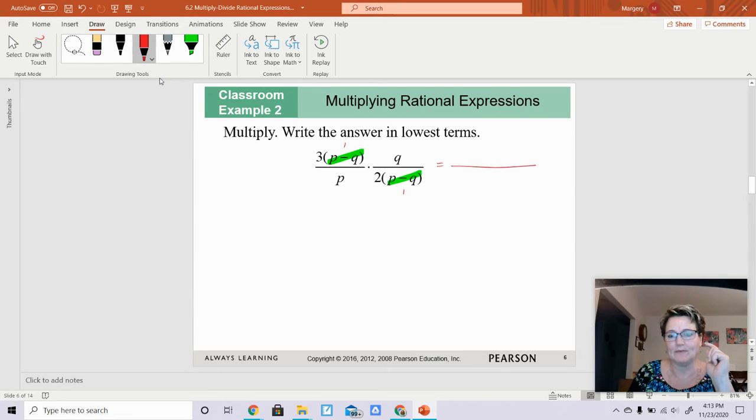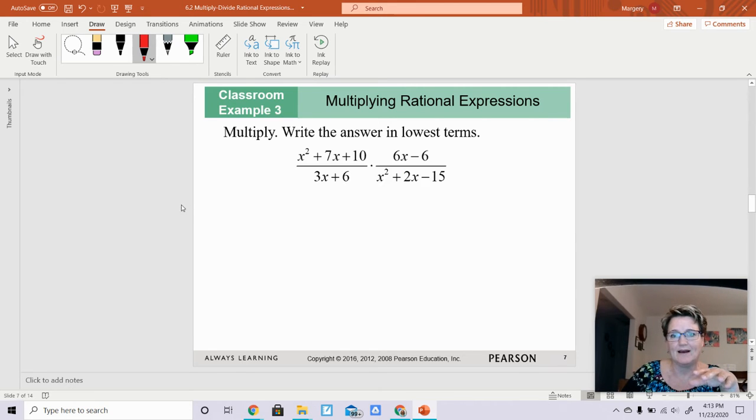Now, I'm going to draw myself a fraction bar. I'm going to multiply the numerators together. 3 times 1 times q is 3q. I'm going to multiply the denominators together. P times 1 is p. And there's your answer. If you want to be more technical, you can say p cannot equal 0, because remember, you can't have 0 in the denominator. All right, next one. This is a little bit more entertaining.